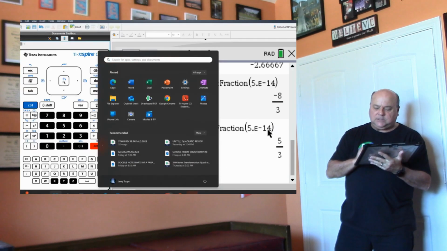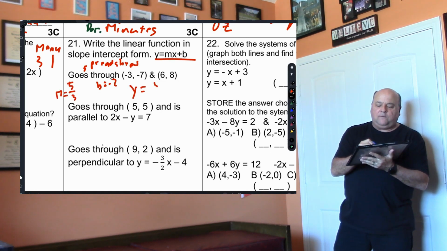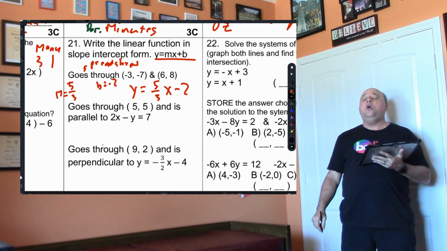Is it negative or positive? It's positive, okay? So 5/3 is my slope. That means my equation is y equal 5/3x minus 2.